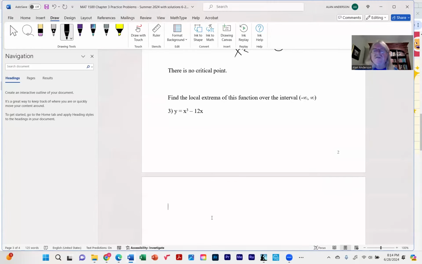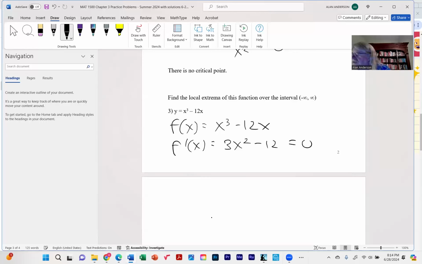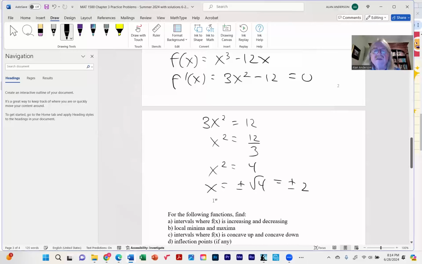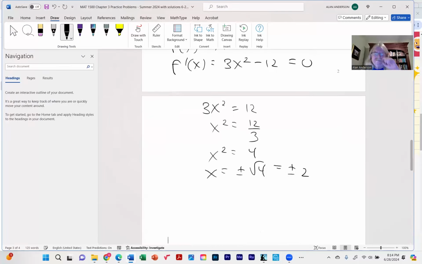And so first things first, let's find the first derivative. Of course, we'll be using the power rule on each term. Set it equal to 0 and solve. All right, so x squared equals 4, which means that x equals plus or minus radical 4, or plus or minus 2. So we have two critical points, plus or minus 2.